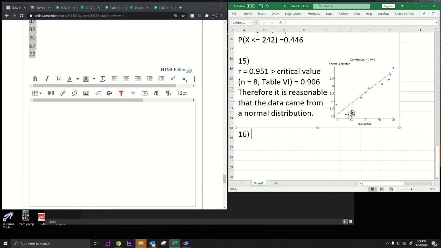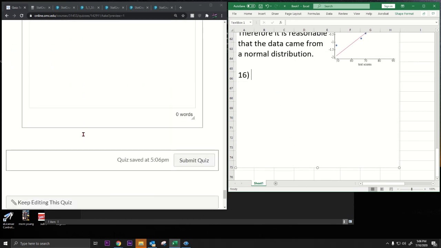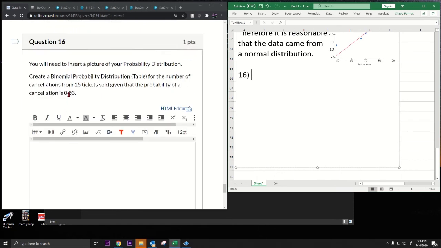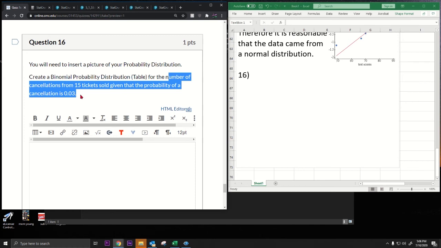16. The man's working hard for his money here. All right, 16. Where are we? Last question. You will need to insert a picture of your probability distribution. Okay, create a binomial probability distribution or a table for the number of cancellations from 15 tickets sold given that the probability of a cancellation is 0.03.